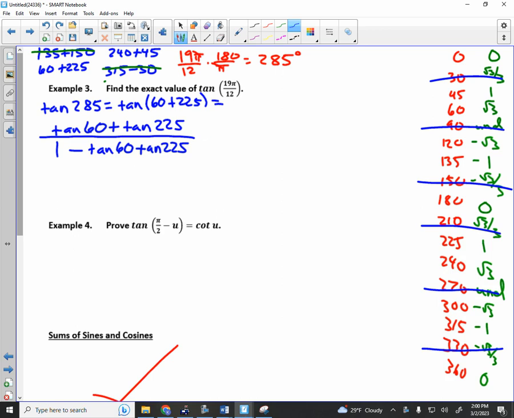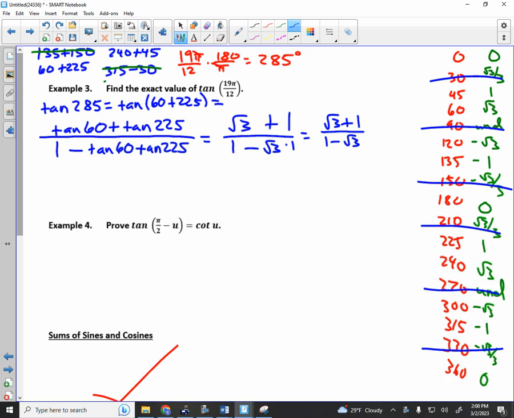So let's just figure out what that is. We produced a nice helpful tree for you over there. What is the tangent of 60? Root of 3. What is the tangent of 225? 1. Over 1 minus. The tangent of 60 is root of 3, and tangent 225 is 1. So really what we end up with is the root of 3 plus 1 over 1 minus the root of 3.